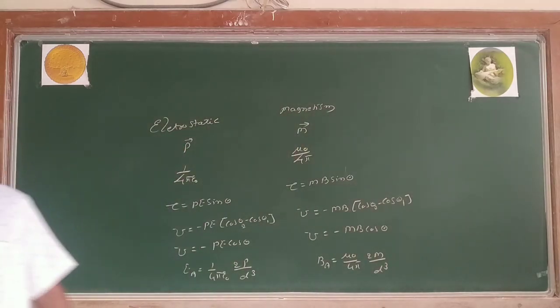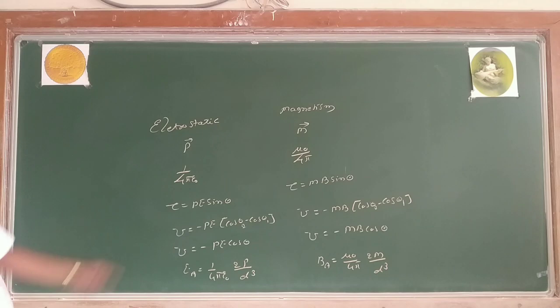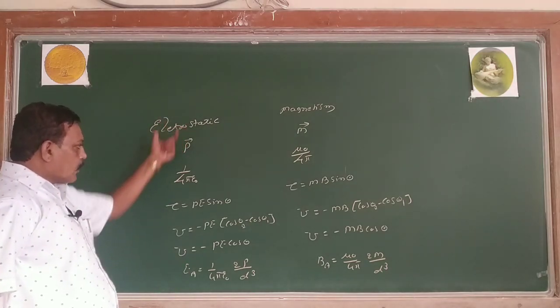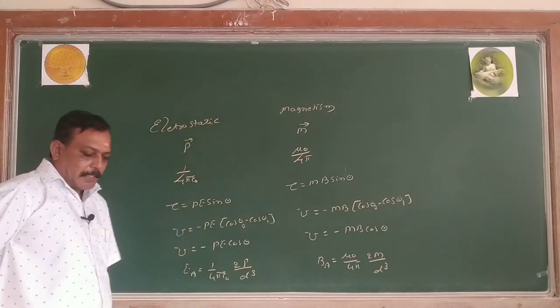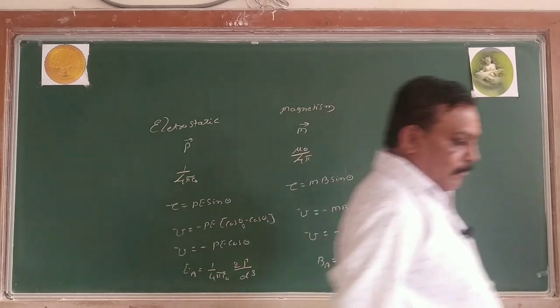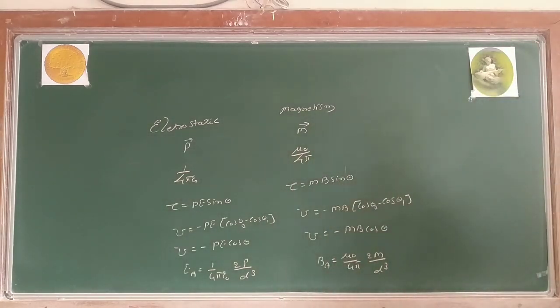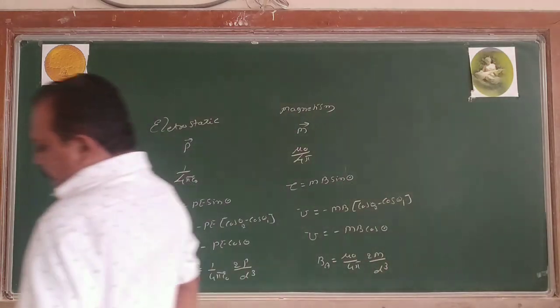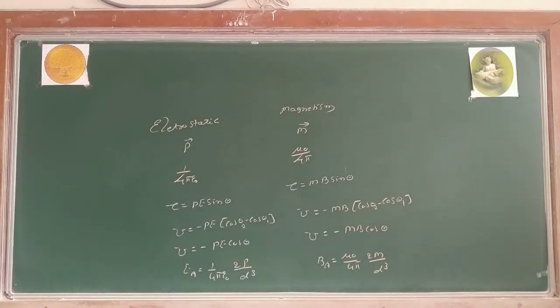Right? Already we have done these equations. So, if you remember the electrostatic equation, we go for what? Magnetism equations. That is, we can call it magnetostatics. Is it clear? Yes. Then after this, we come across Earth's magnetism.